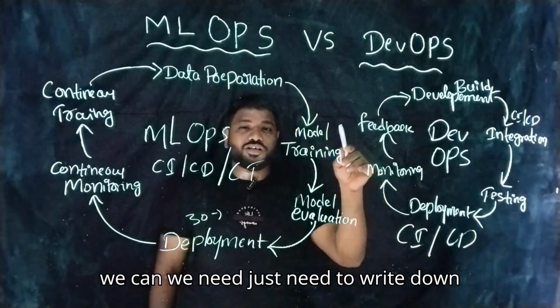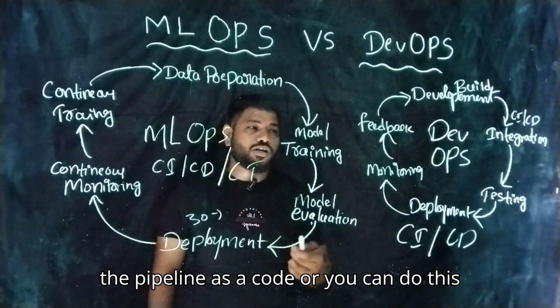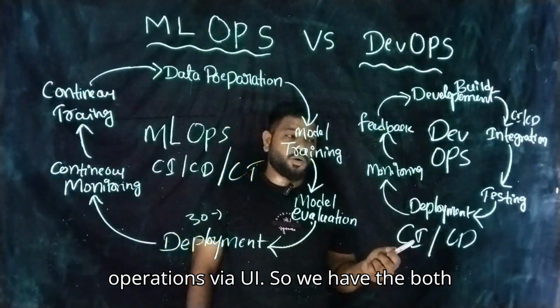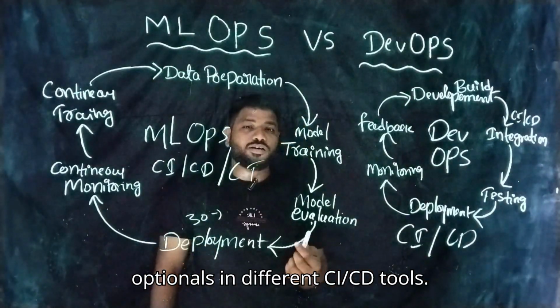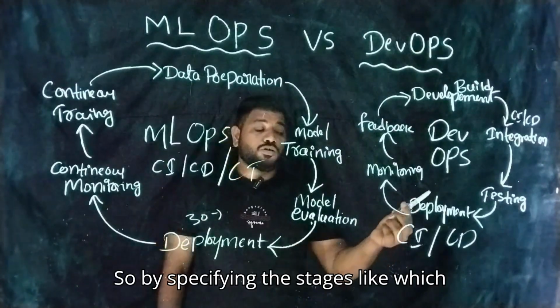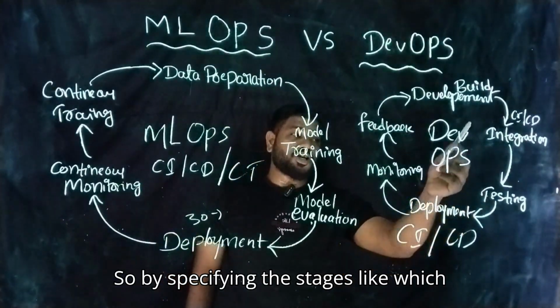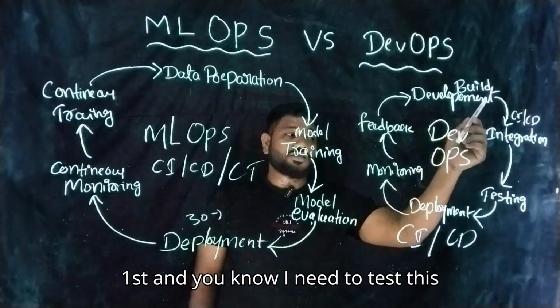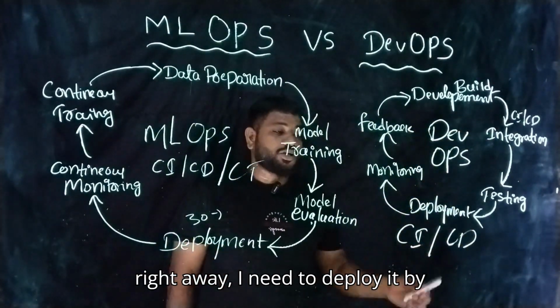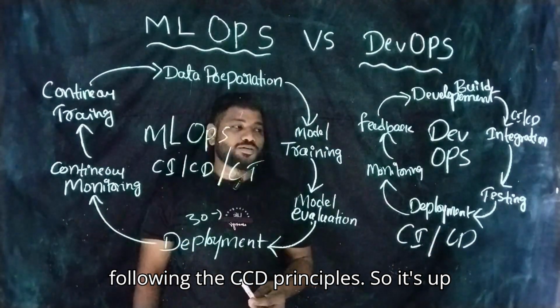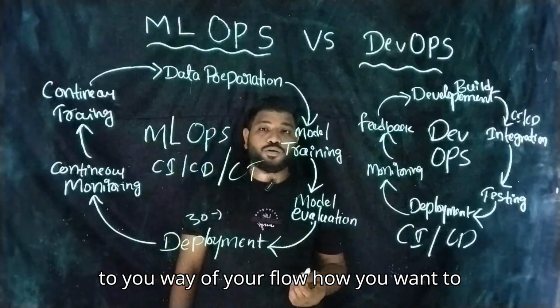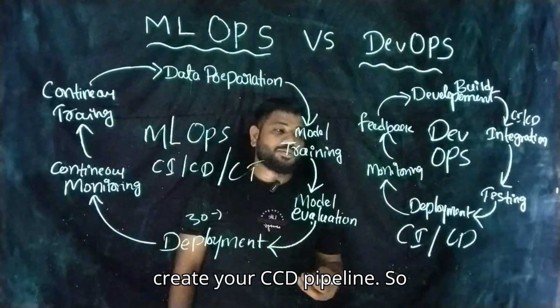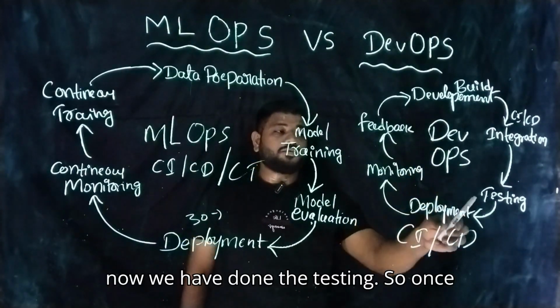So we just need to write the pipeline as code, or you can do these operations via UI. We have both options in different CI/CD tools. By specifying the stages, like which stage you want to call first, I would like to build my application first, test it right away, and deploy it by following the CI/CD principles. So it's up to you, the way of your flow, how you want to create your CI/CD pipeline. So now we have done the testing.